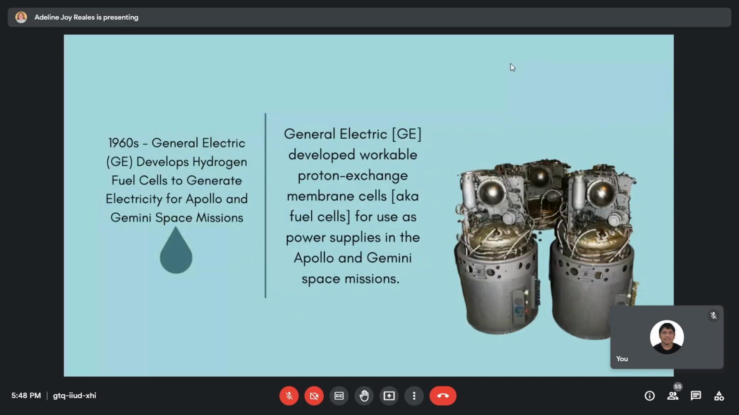Moving on to the 1960s, General Electric developed workable proton exchange membrane cells, aka fuel cells, for use as power supplies in the Apollo and Gemini space missions. The cells were big and very expensive, but they performed faultlessly, delivering an unwavering supply of current as well as a very useful byproduct in space, which is drinkable fresh water.